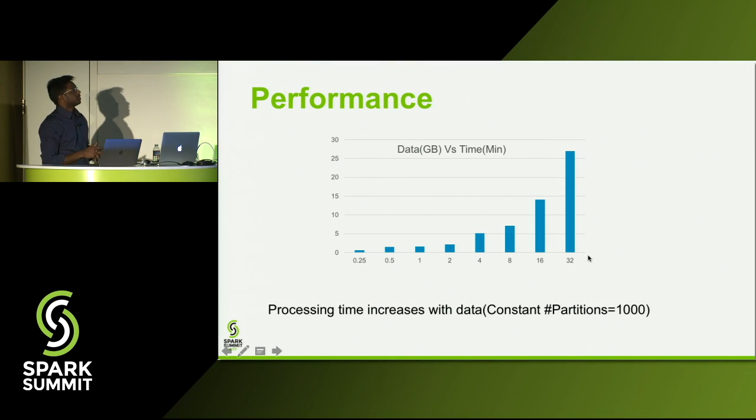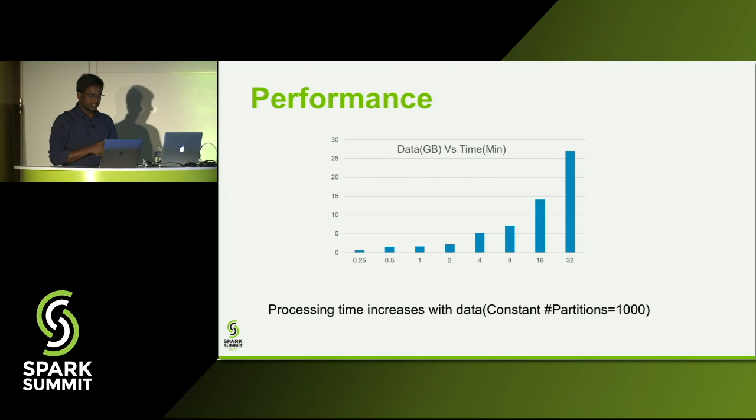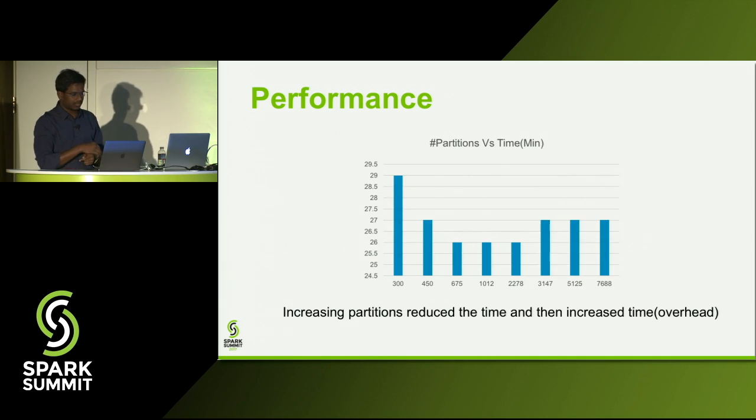And finally, I would like to talk about the performance, how well our library is scaling. Here, if you see, we didn't have much data. We ran this analysis on 32 GB of data on a single node. As you see, the processing time increases with the data. And we kept the number of partitions at 1,000. The good thing we noted here is the number of partitions versus time. With 675 partitions, it performs very well. Even if you increase the partitions, it of course degrades the performance. So it's good to maintain that.